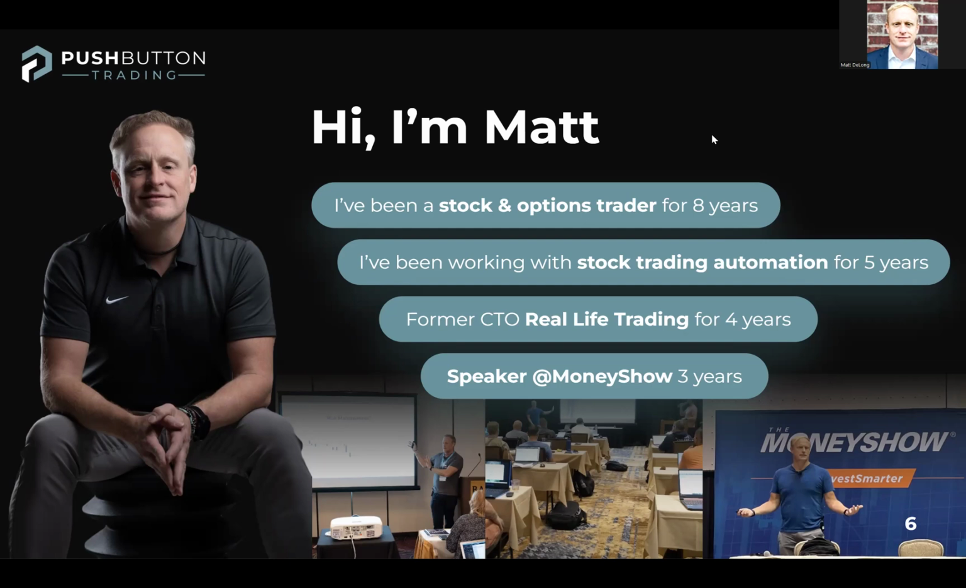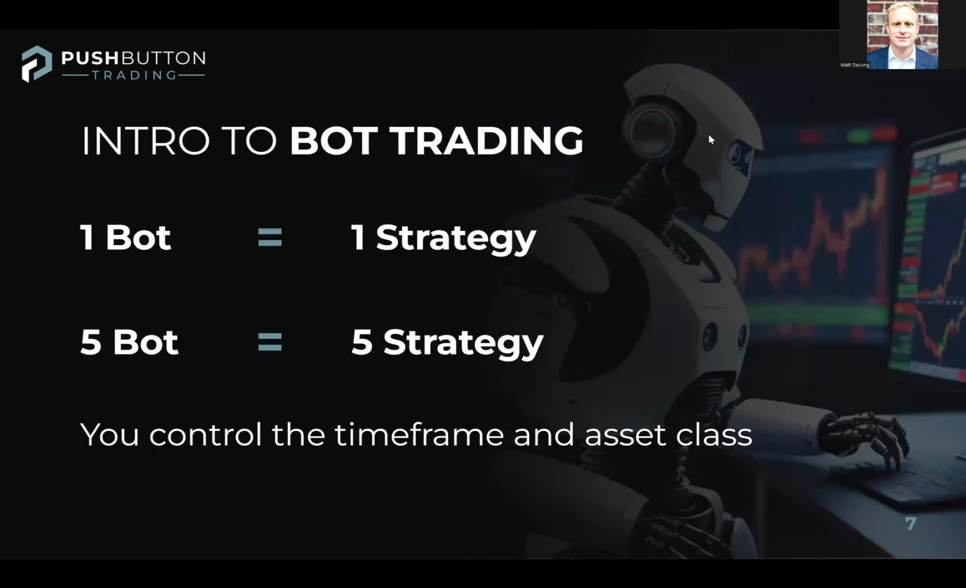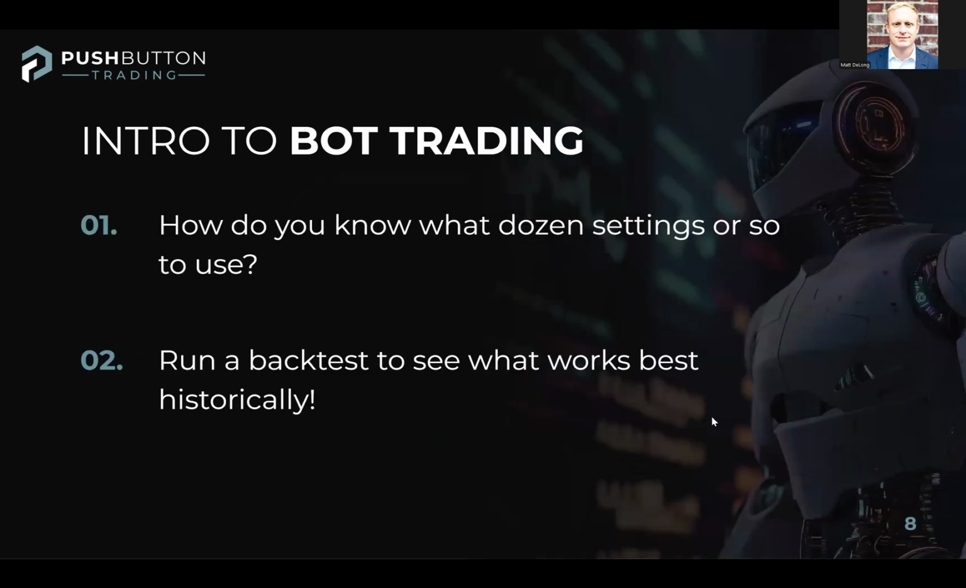So what I'm going to do is share with you a little bit about bot trading and how this process works. Number one, when we talk about a bot, we're actually talking about a strategy. It's executing a single strategy. What this means is that if we have 5 different strategies, then we have 5 different bots. That's how we've built it. There are plenty of different ways to build bots, but a strategy is a bot, and you can control and input the time frame and the asset classes. So you're able to decide and use some settings to control the bot.